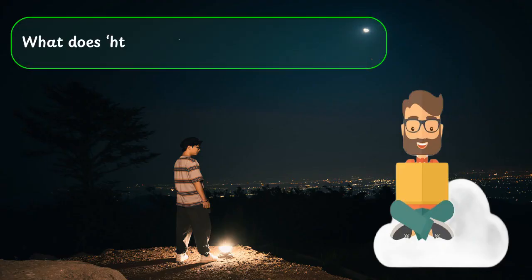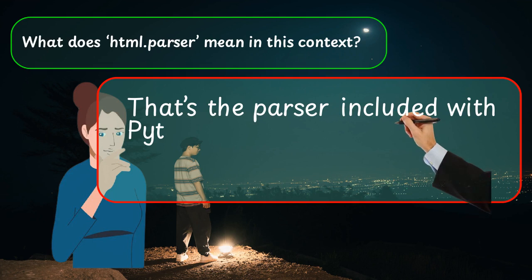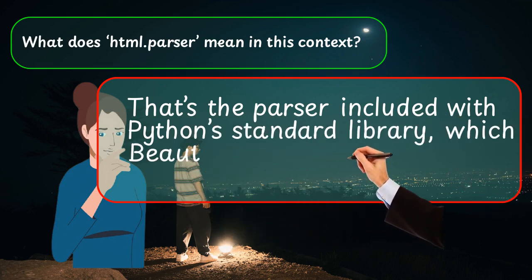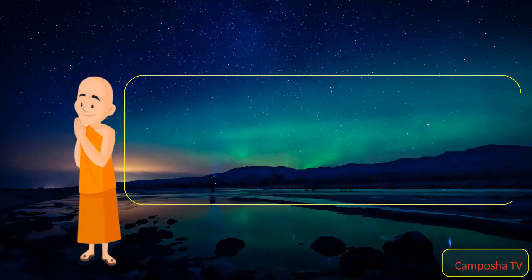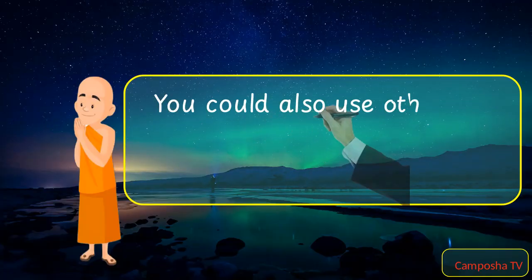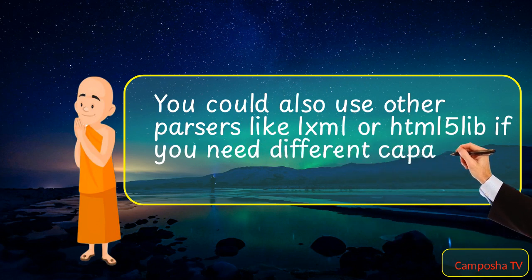What does html.parser mean in this context? That's the parser included with Python's standard library, which BeautifulSoup uses to parse the HTML. You could also use other parsers like lxml or html5lib if you need different capabilities or speed.